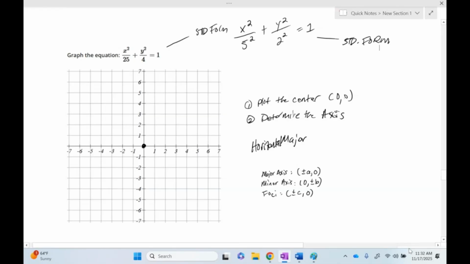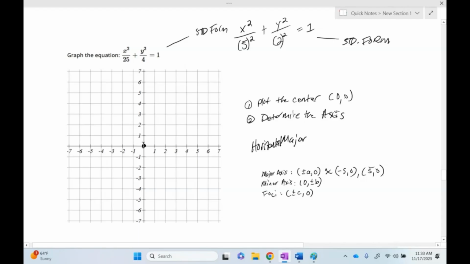So it's in standard form. So notice that A is going to be 5, right? And B is going to be 4. So if I take a look at my formulas down here, the major axis or the vertices are going to be located at -5, 0 and 5, 0, right? So I can plot those.